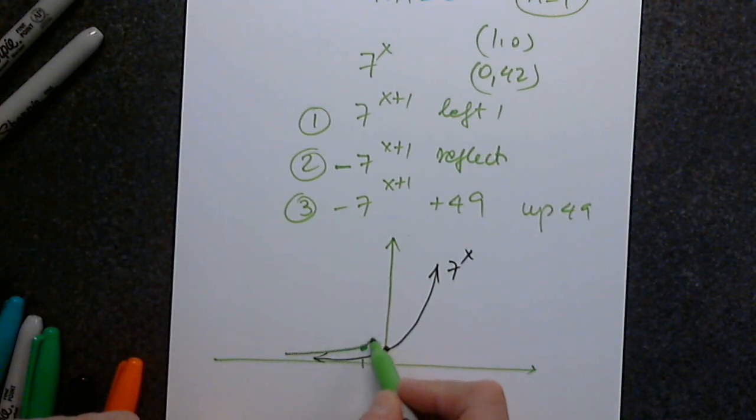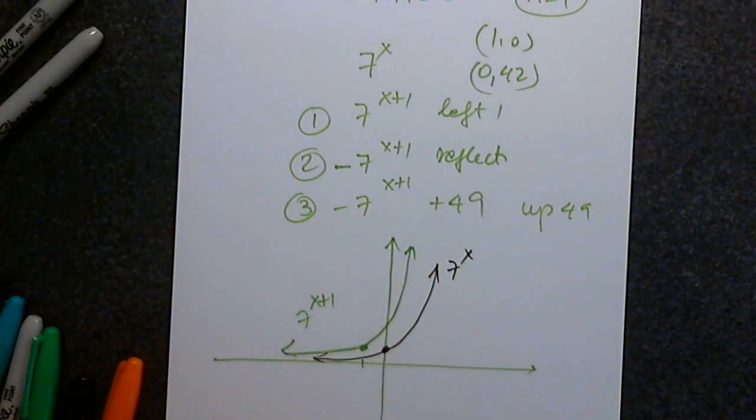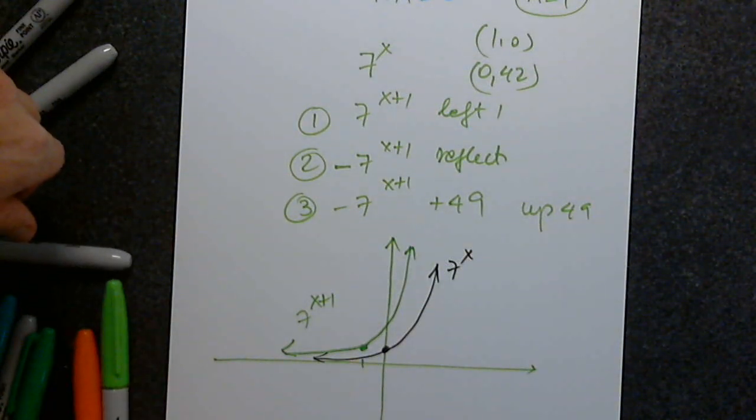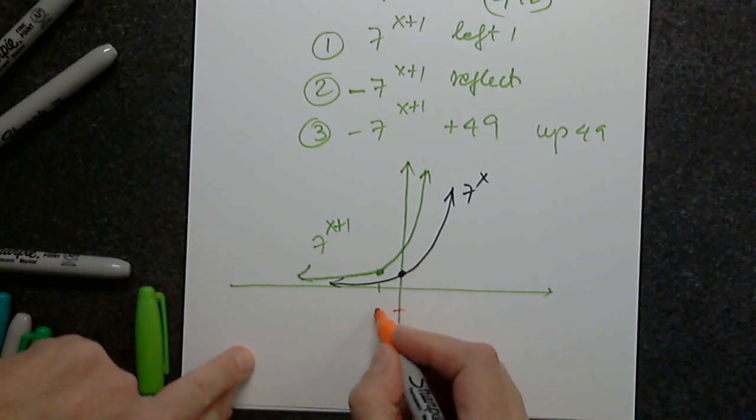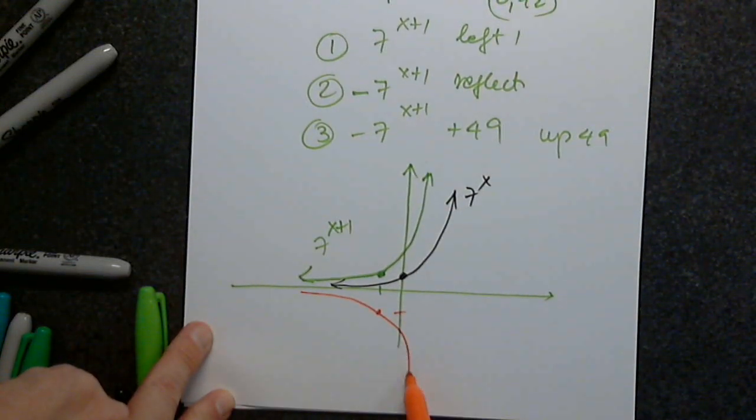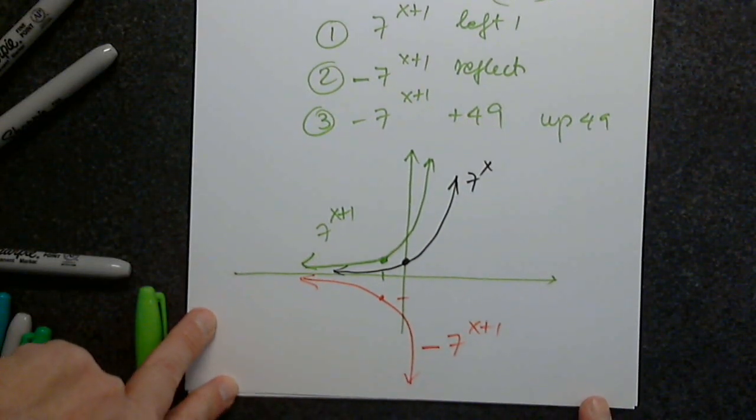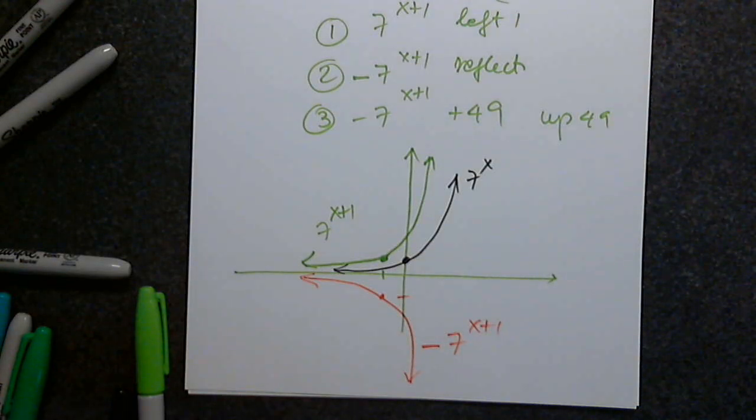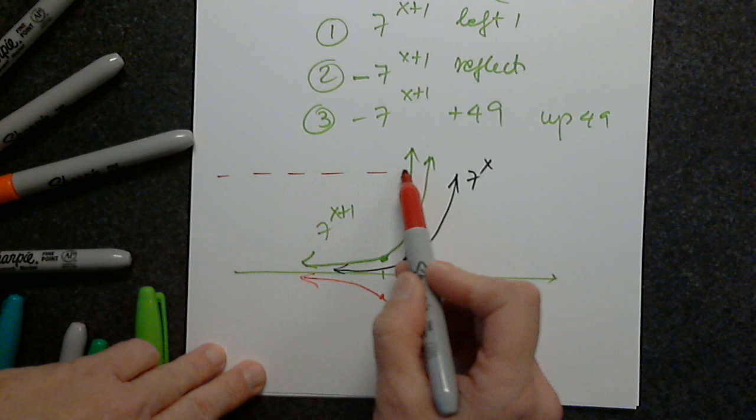So this is 7 raised to x plus 1. Then you told me to reflect this graph with respect to the x-axis, of course. So the point moves here. And here it is. So this is negative 7 raised to x plus 1. And then you said move it up 49. So I hope you accept this is 49.